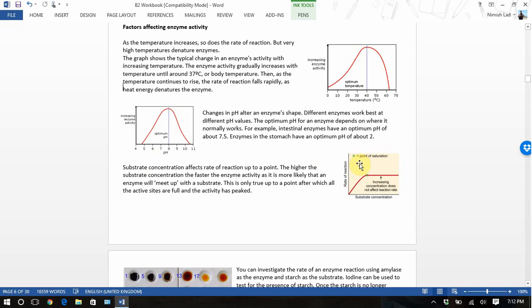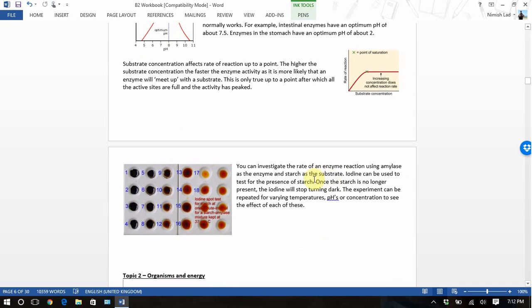So you can actually investigate the rate of reaction using amylase as the enzyme and starch as a substrate. So iodine has been used to test for the presence of starch. Once the starch is no longer present, the iodine will stop turning dark. So the experiment can be repeated with varying temperatures or pHs, whatever you're varying, and you can see that sometimes the reaction hasn't occurred because the enzymes become denatured. So iodine spot test for starch, 1 minute intervals for a starch amylase mixture kept at 37 degrees C.